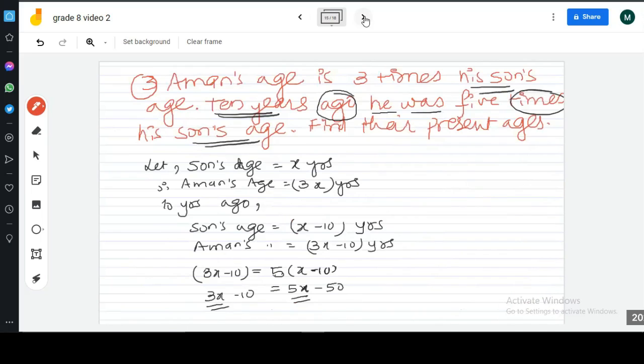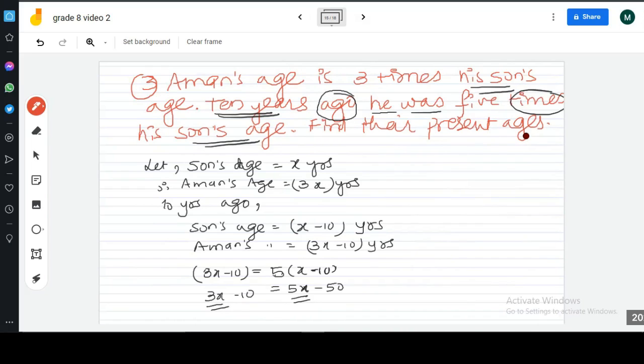Okay, so I have given here more examples for practice. I will just give the hint for this example, you can try it afterwards. So the example is, a man's age is 3 times his son's age. 10 years ago he was 5 times his son's age. Find their present ages.